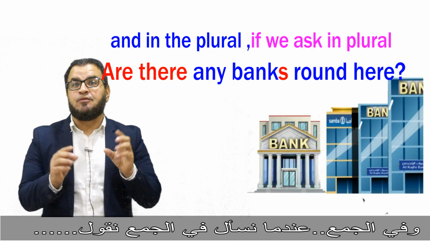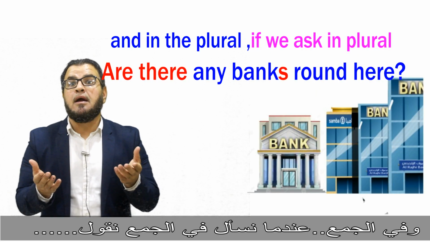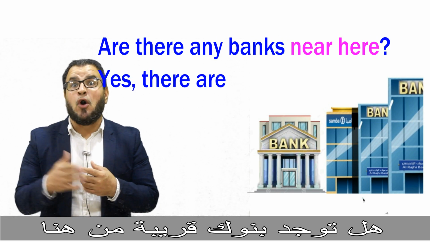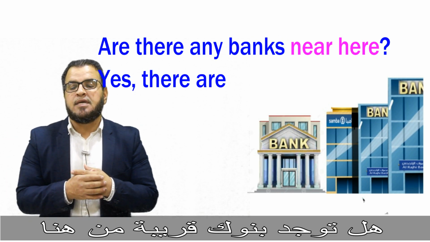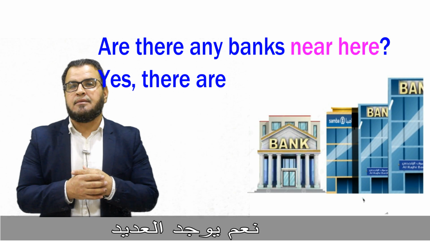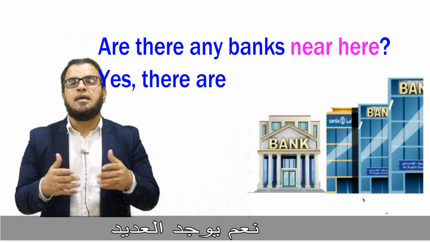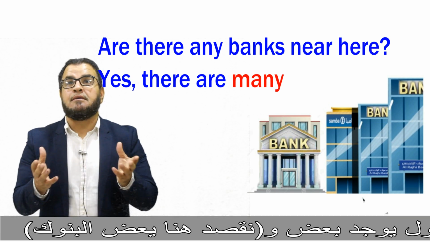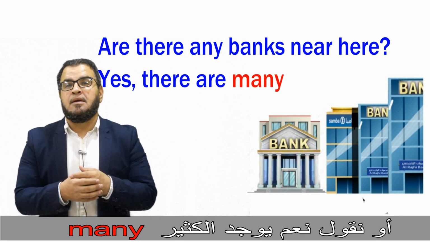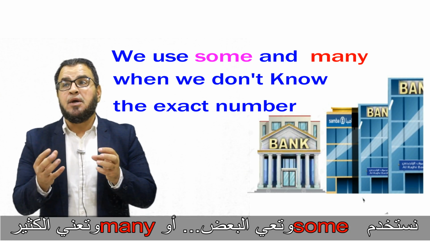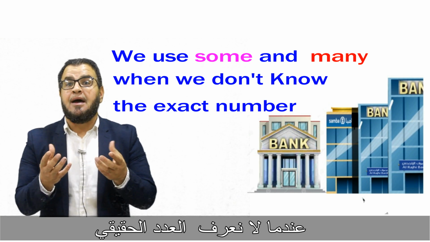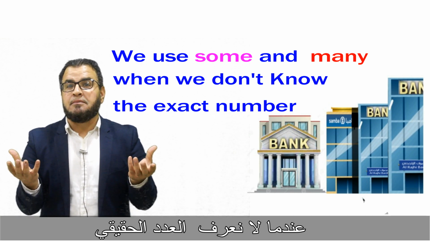And in the plural, if we ask in the plural, are there any banks? Are there any banks around here or near here? We say, yes, there are. Or also we can say, yes, there are some. Or yes, there are many. We use some and many when we do not know the exact number.